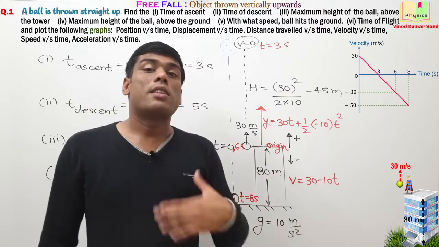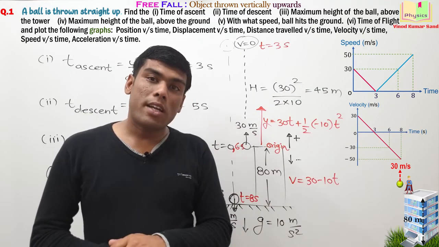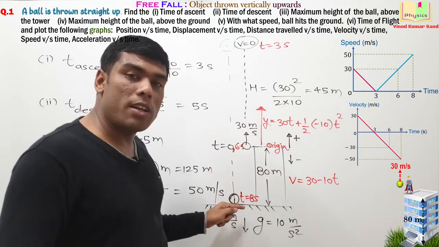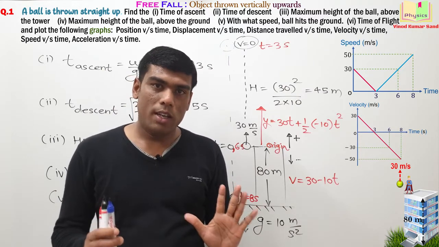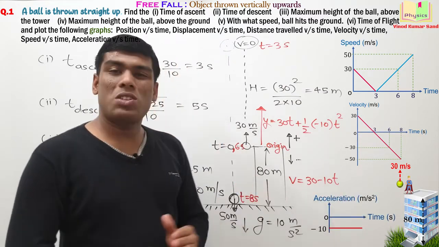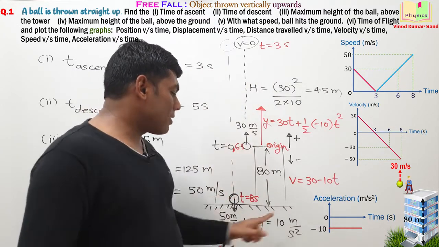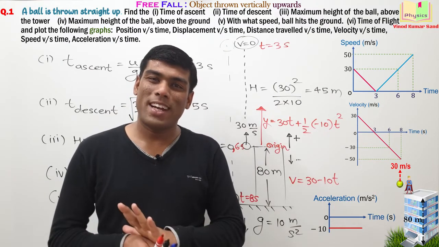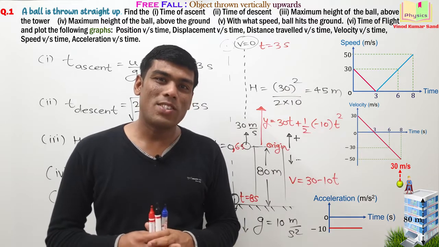Is it okay? Then we take up the speed versus time graph. Speed cannot be negative. So whatever part of the velocity versus time graph is in negative, we take the mirror image of that part. Is it okay? And last is the acceleration versus time graph, which is the simplest one. Throughout this journey, the acceleration is constant, 10 meter per second square in the negative direction. Is it okay? So it's a simple and easy question.